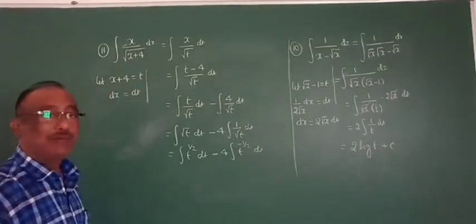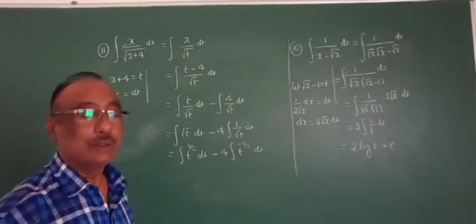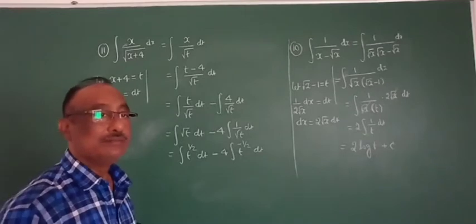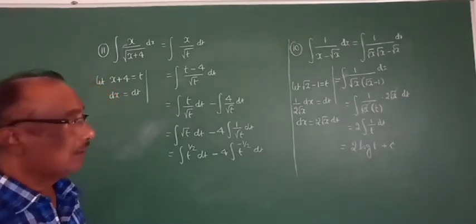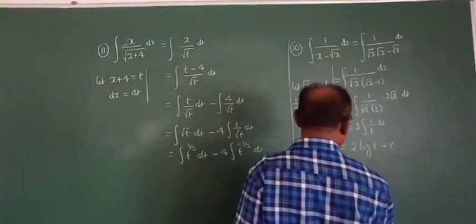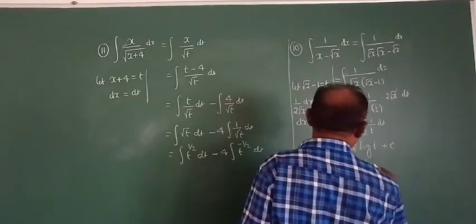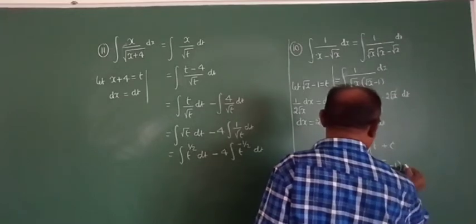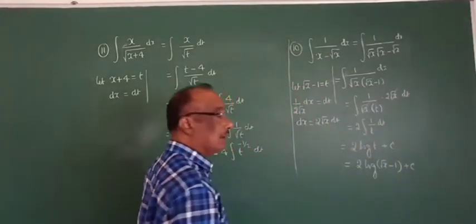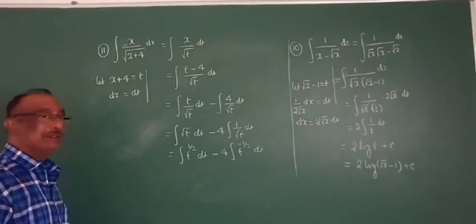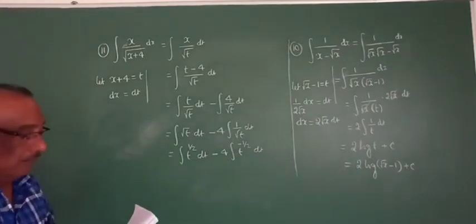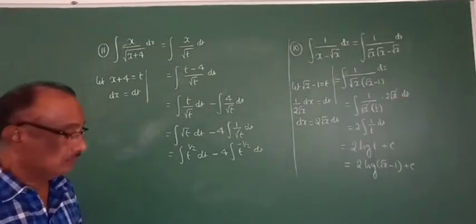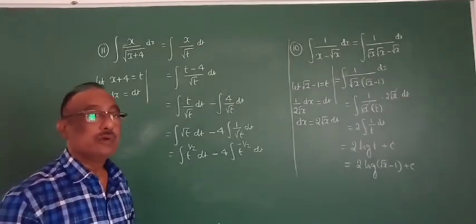Apply the x power of n formula. Here t is written down. t means root x minus 1 plus c. Right, first complete.